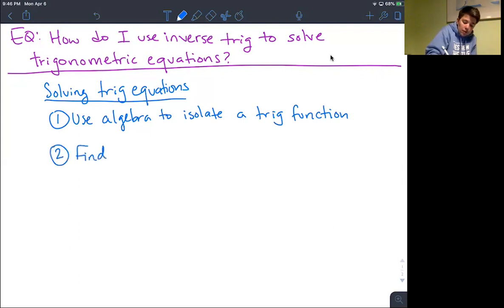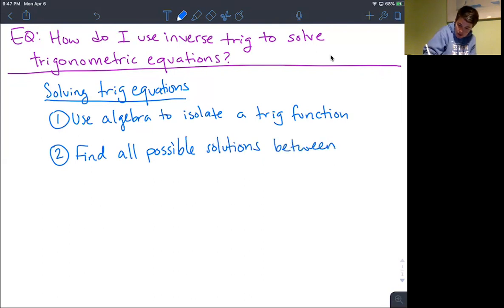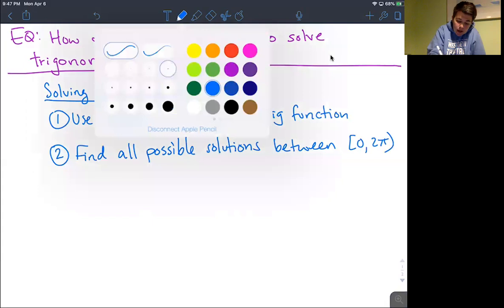And then using that trig function, we're going to find all possible solutions between 0 and 2 pi. So we know that trigonometric functions go on forever and ever. We are going to limit our solutions for the time being to between 0 and 2 pi. I say that because there are going to be some exceptions later on, but for right now, let's just take between 0 and 2 pi.